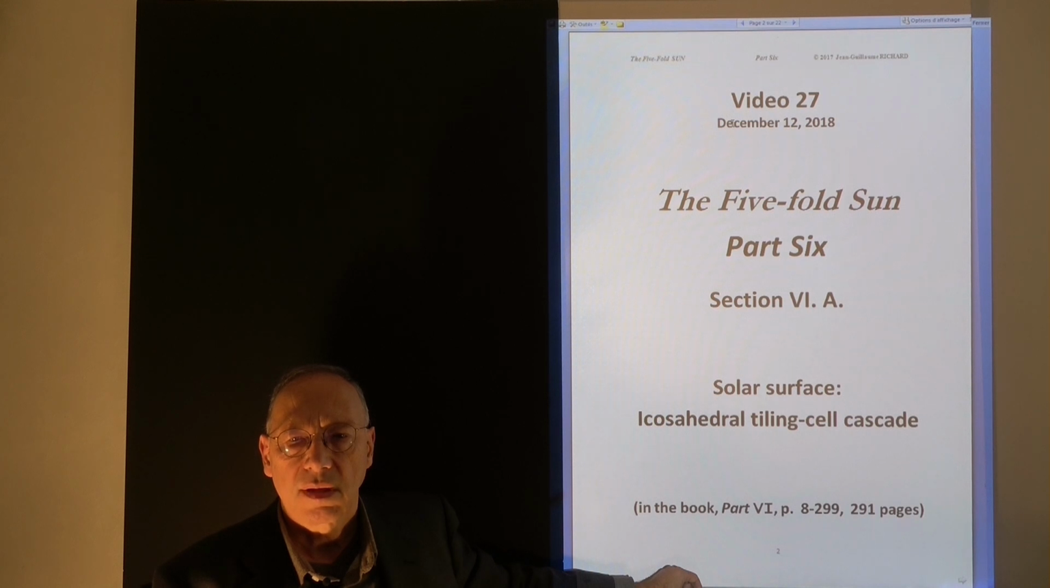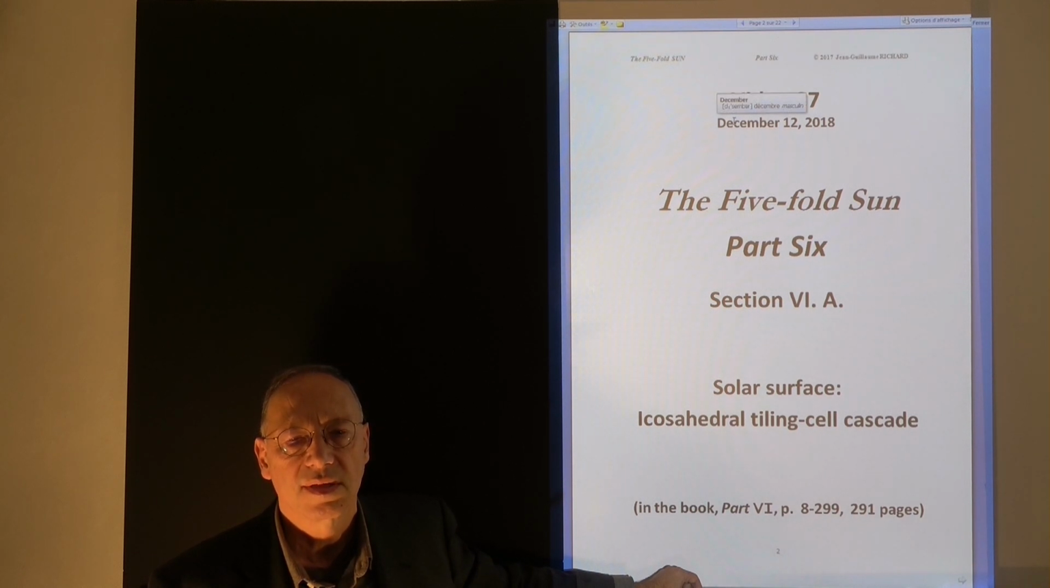Today we deal with solar surface cells at the photospheric surface of the Sun. In the previous video was discussed what the characteristic sizes of these cells are, and now we will see in this video whether a cascade of tiling cells after icosahedral symmetry can reconstruct this observed sequence of solar cell sizes.